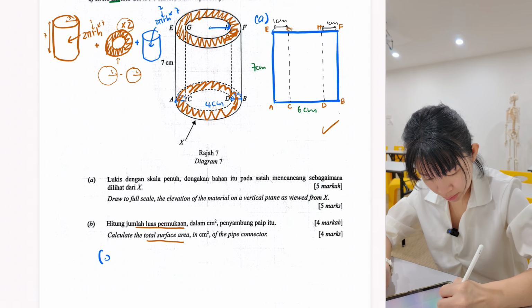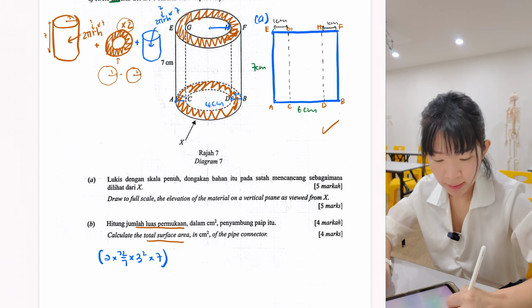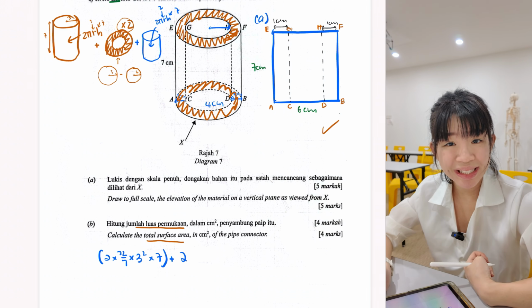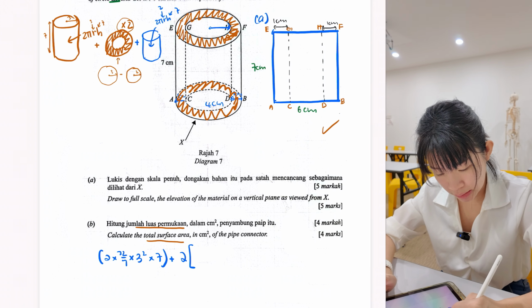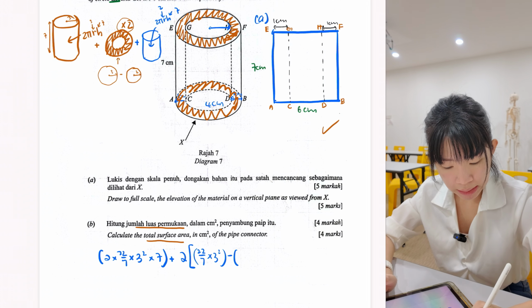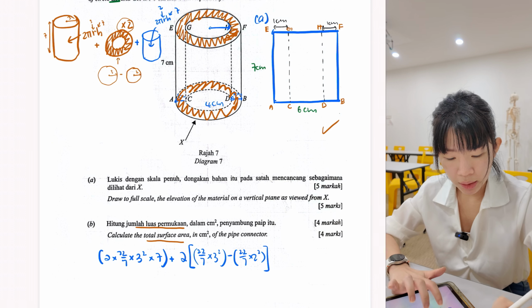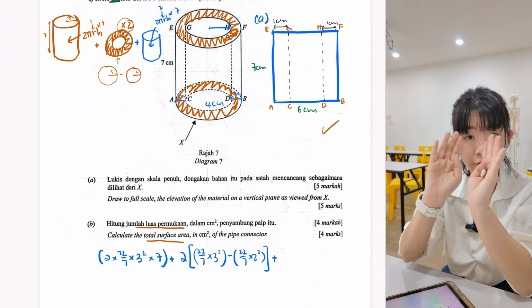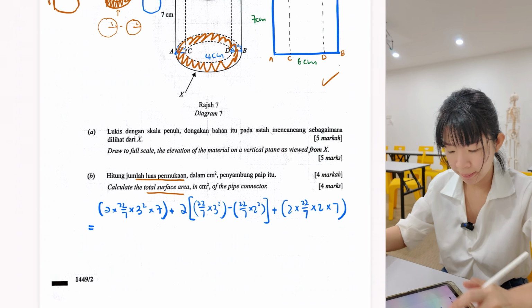Okay, first one, 2 pi, R is 3 square, height is 7. Okay, plus, okay, we have 2 rings. So to get ring, big circle minus small circle. Okay, circle is pi R 3 square minus a smaller circle pi R square. Okay, we already times 2. Okay, plus the inner curved surface of a cylinder. So it's 2 pi R is 2, then height is 7. Okay, so now add everything up.